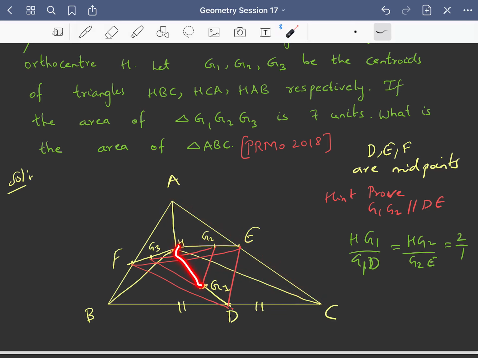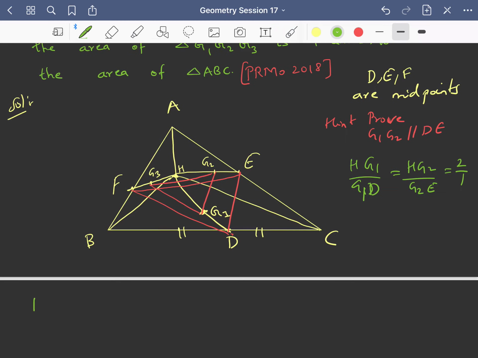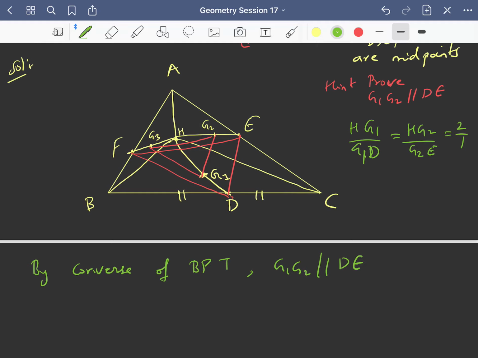So now since the ratios are equal, by the converse of the basic proportionality theorem, I can simply say that G1G2 is parallel to DE. And in a similar way, you can say that G1G3 is parallel to DF and G2G3 is parallel to EF. Right, this is the first step.